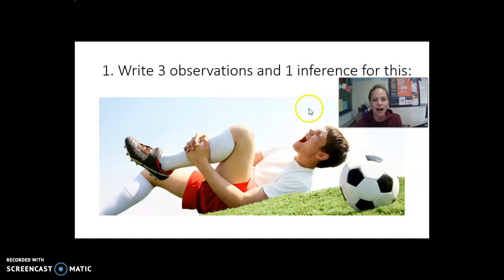Now, the obvious inference, the obvious assumption is he got hurt playing soccer and his left shin hurts really, really badly. Okay, we don't know the extent of the injury. You can't look at this and go, he broke his leg. We don't know that yet. There's no evidence. We know nothing about what's going on with his shin bone. Okay, so you cannot make that conclusion just yet.